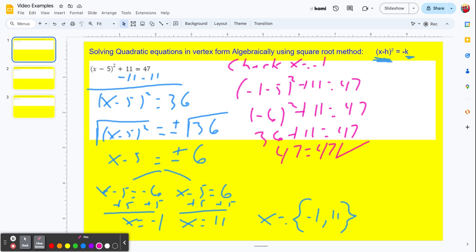Okay? Then we do the same thing with 11. I'm just going to do this one verbally. 11 minus 5 is 6. 6 squared is 36. 36 plus 11 is 47. So we get 47 equals 47 as well when we check x equals 11. You get the same thing.